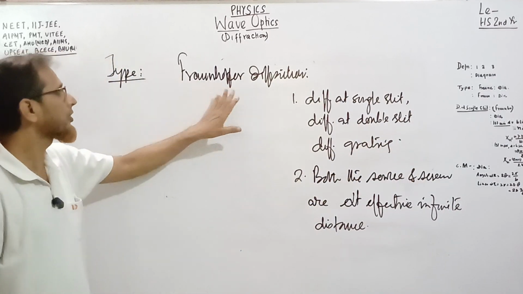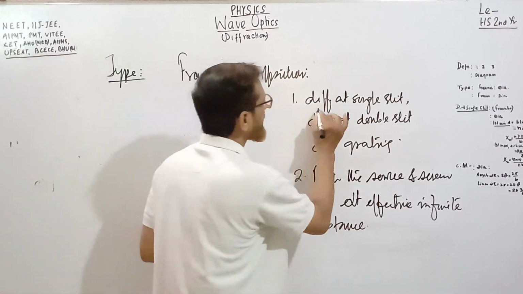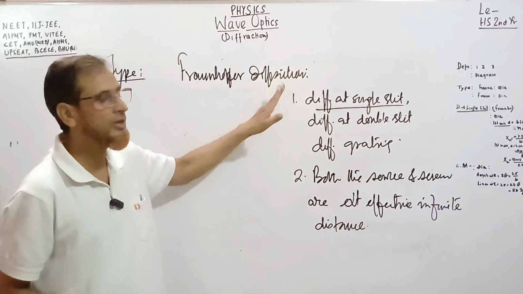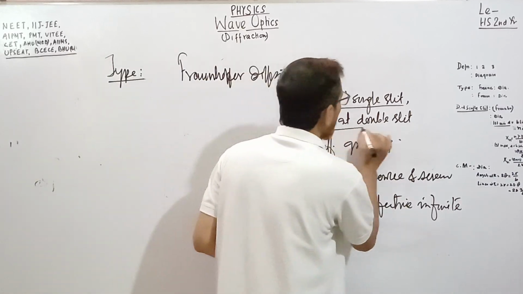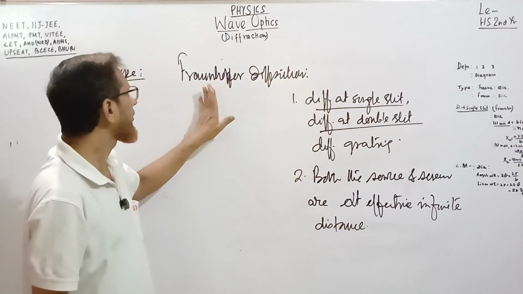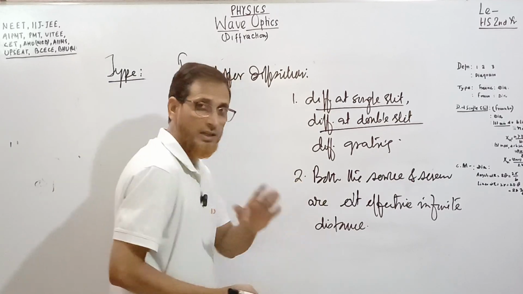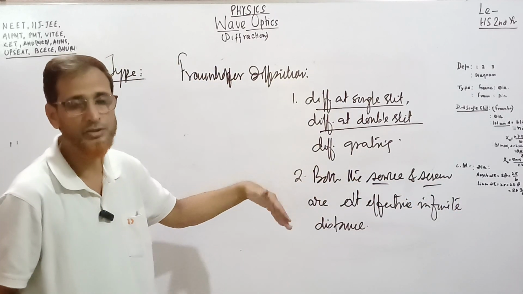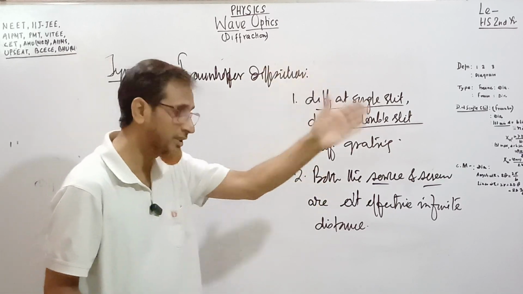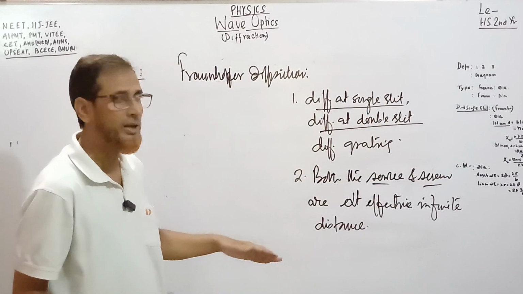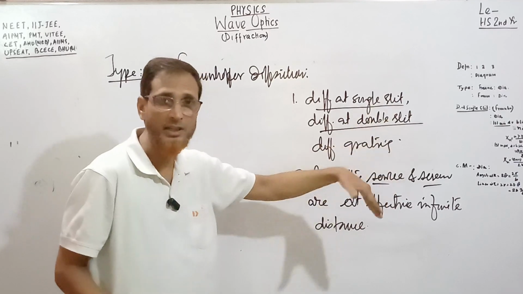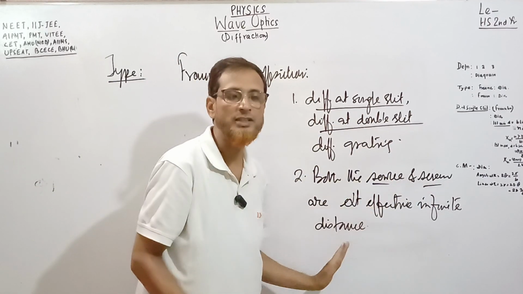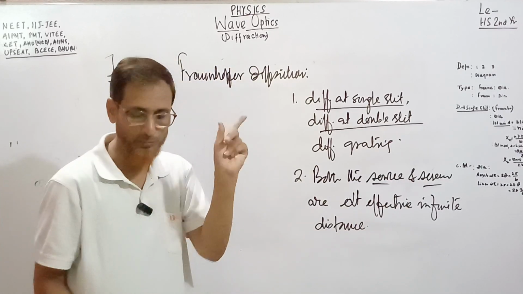Here in Fraunhofer diffraction, what happens? It is diffraction at a single slit, meaning diffraction through one slit. Number two, diffraction at a double slit is also an example of Fraunhofer diffraction. And the condition is that both the source, where the light emerges from, and the screen, upon which it is focused and where diffraction fringes are produced, are at infinite distance. This is the main point. You should keep it in mind.